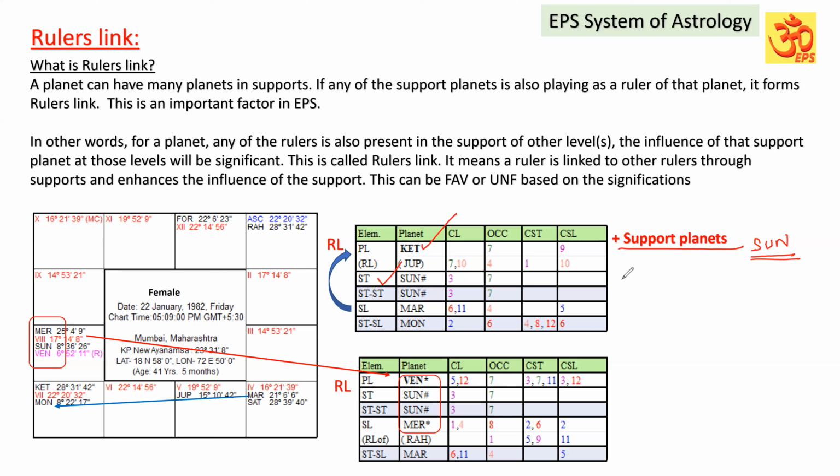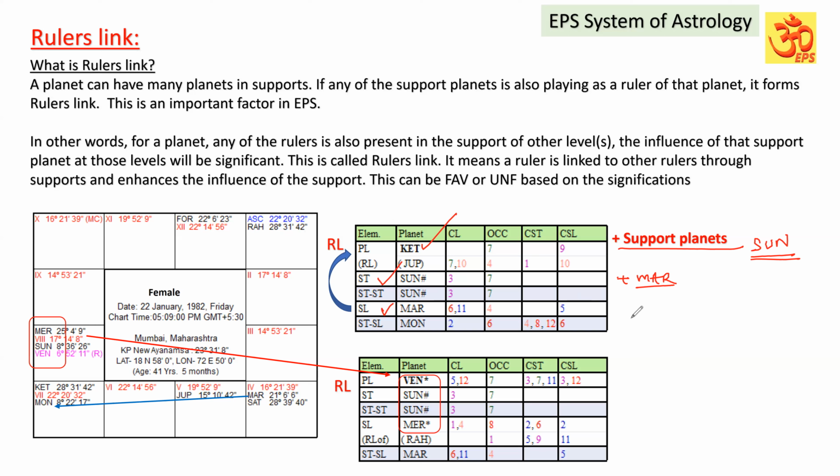Suppose Sun is aspected by Mars. Sun is having Mars in its aspect. It means what? Sun is aspected by Mars, and that Mars is the sublord for the Ketu. It means a ruler of the Ketu. Sun and Mars are connected to each other by way of supports. This is called support planets. This is called ruler's link. The rulers are connected through the support planets. That is called ruler's link.